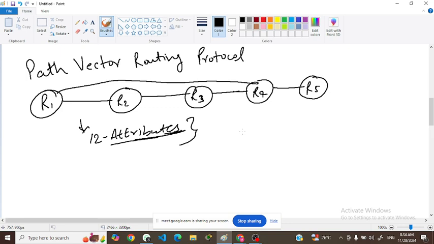Sorry, sir, I did not understand. Suppose R5 is sharing, this is autonomous system 100 and this is autonomous system 200, and this link is... Sir, the meeting is about to end. Okay, one minute. Let me send it again.